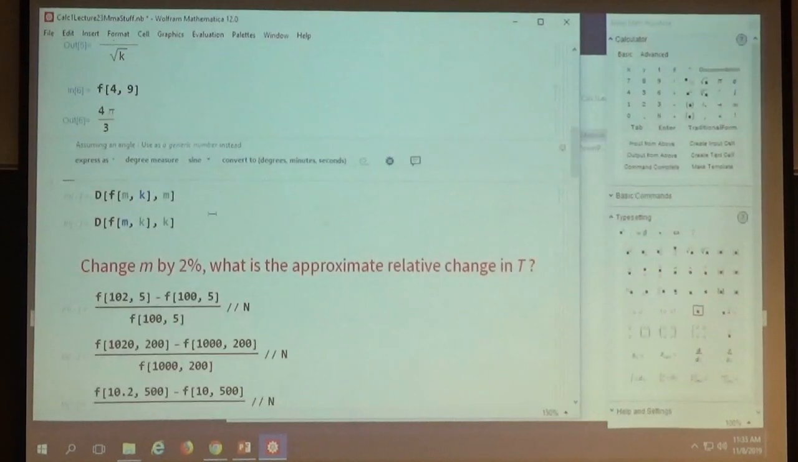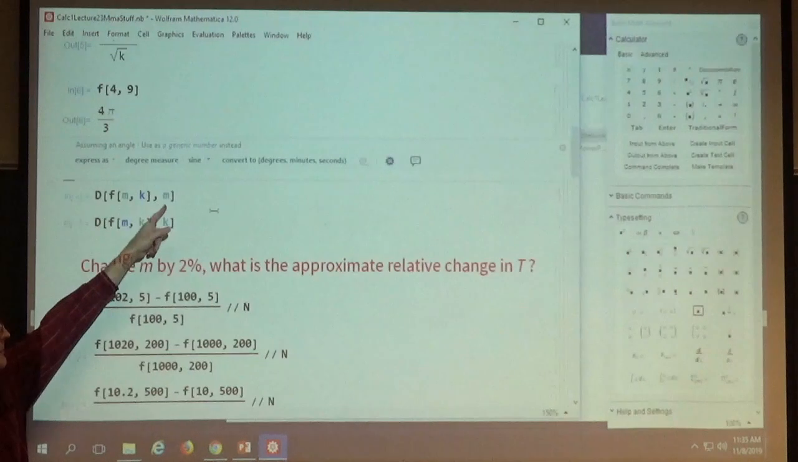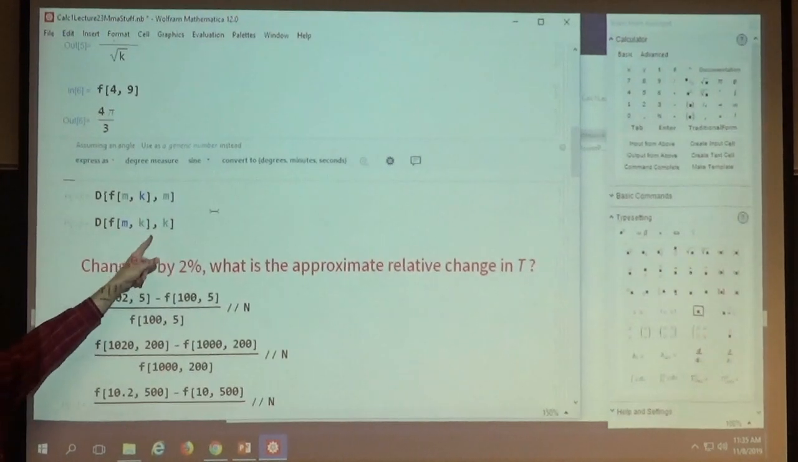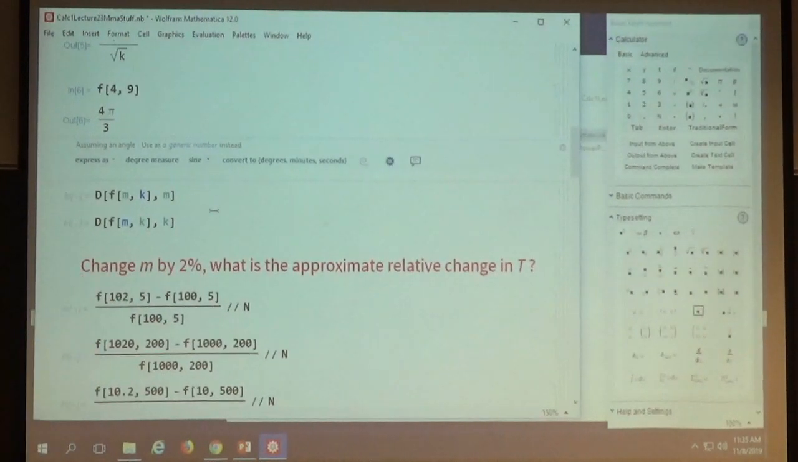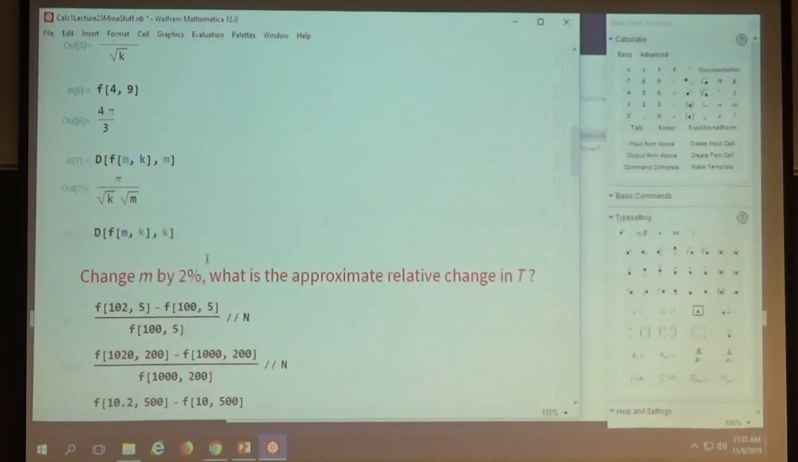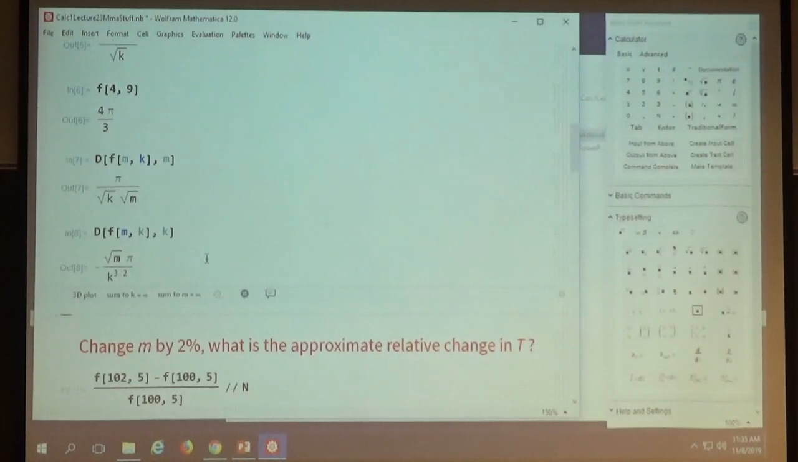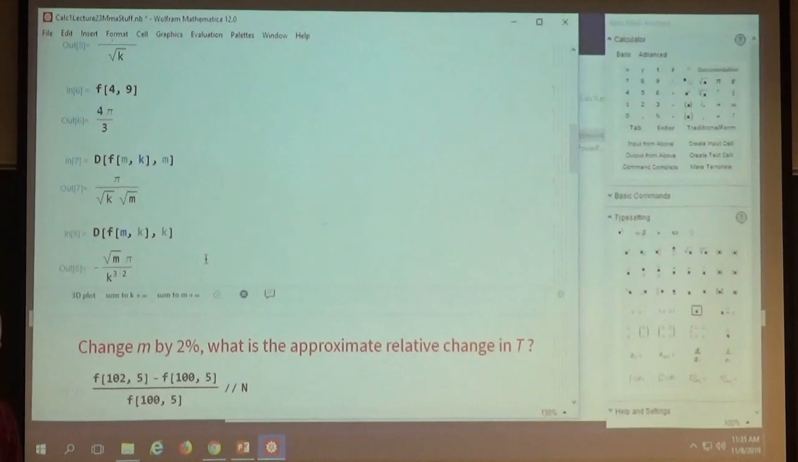You can differentiate with respect to either m or k using this kind of syntax. Capital D means differentiate. If I want to differentiate with respect to m, I put a comma m here. If I want to differentiate with respect to k, I put a comma k there. Before, we've differentiated with primes instead of capital D. But you've got a function of two variables here. If I just use a prime, Mathematica wouldn't know which variable I'm differentiating with respect to. So it's good to use the capital D here.